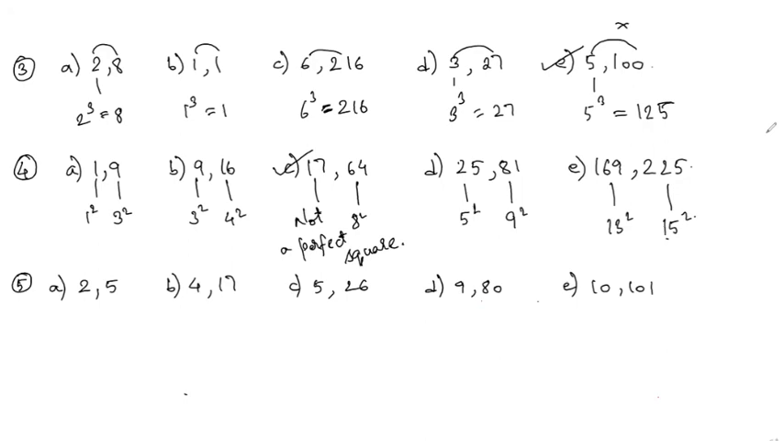What is 2 square? 4, ma'am. 4 plus 1 is 5. Yes, 5. So it matches. Next, what is 4 square plus 1? 16 plus 1 is 17. Next, 5 square plus 1. 25 plus 1 is 26. Okay. Yes, 9 square plus 1.